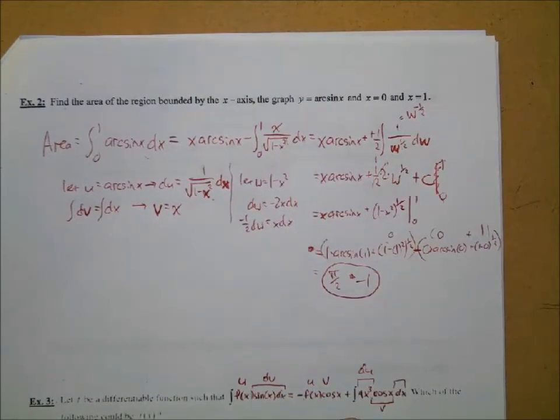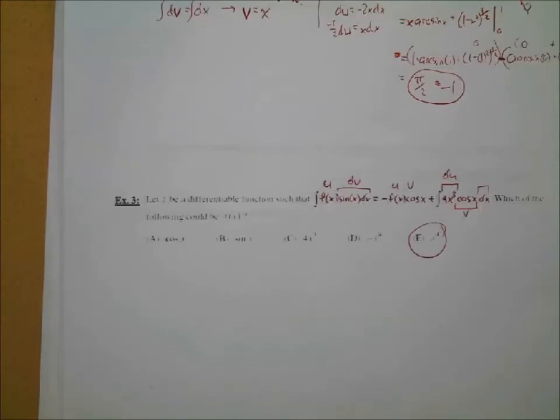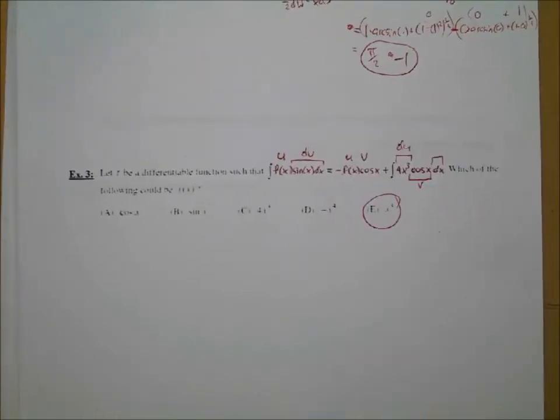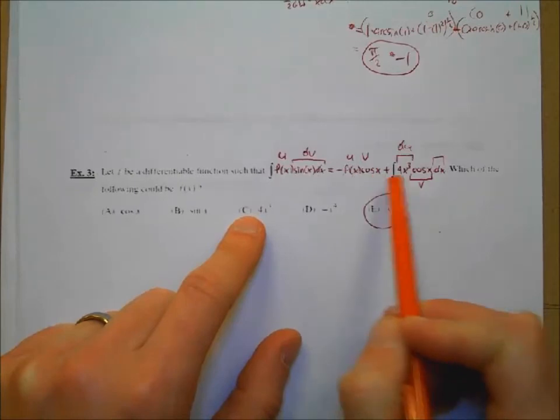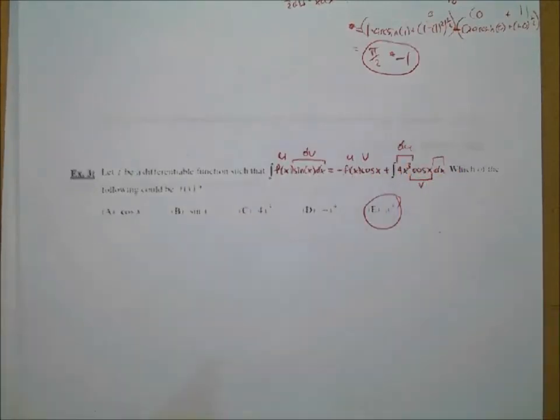Okay. Example 3. Let f be a differentiable function such that the integral of f of x times sine of x dx equals negative f of x cosine x plus the integral of 4x cubed cosine x dx. Now again, this is nice because we're doing this right in the middle of our integration by parts. So it's like, clearly, Mr. Witt, this is going to be an integration by parts question.